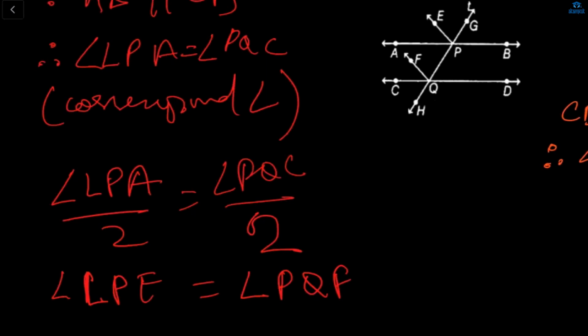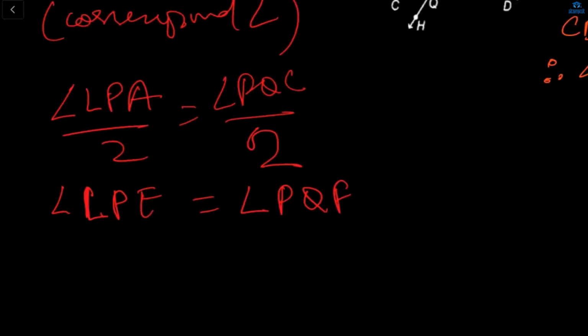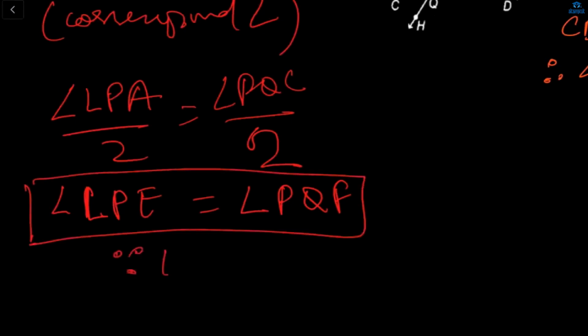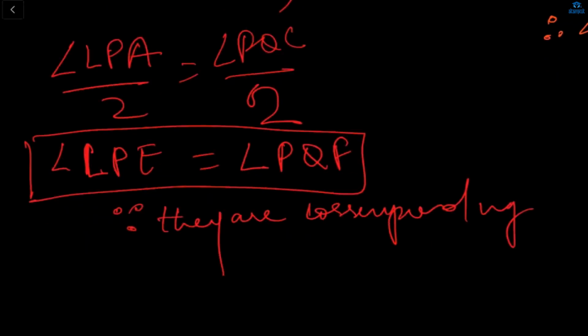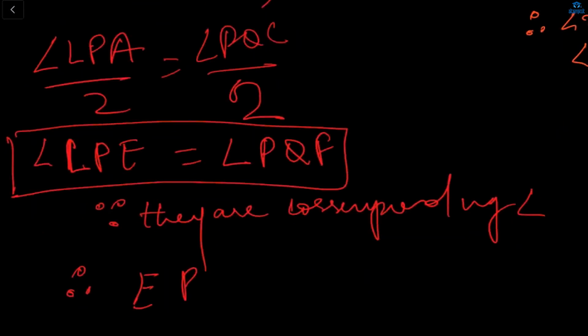So from here, you find that they are equal. Since they are corresponding angles, therefore EP is parallel to FQ.